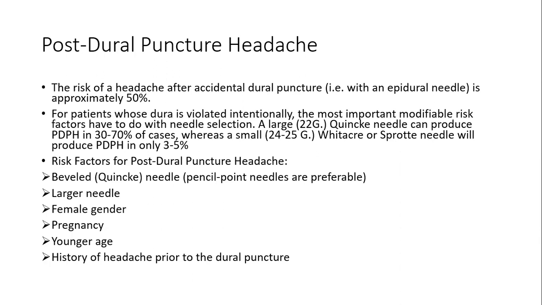Whereas with the smaller gauge needle, 24 to 25 or even 27 gauge, we have an incidence of post-dural puncture headache as low as 3 to 5%. Don't forget that with a smaller needle, you may need an introducer because it's difficult to pierce the skin and all the structures you want to traverse in order to get to your subarachnoid space. But an introducer helps, because it does not go beyond the subcutaneous tissue, to help you traverse that.